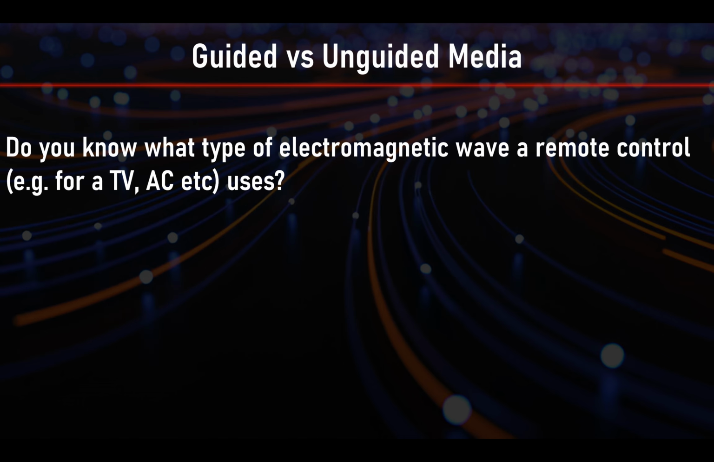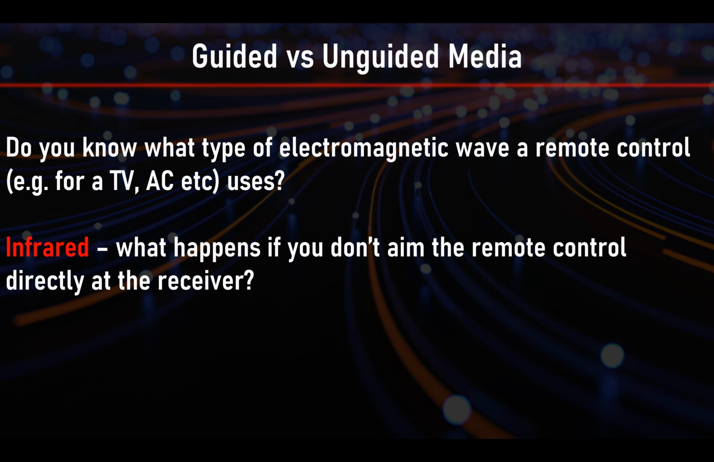Let's think about what type of electromagnetic waves a remote control uses, for example a TV remote or air conditioning remote. It's going to use infrared. I think it's always infrared, maybe some use something different. So try to think, what happens if you don't aim the remote control directly at the receiver? If the TV is here and you're aiming the remote control here, there's a little bit of leeway, but if you're completely 45 degrees off, the TV is actually not going to receive the signal.